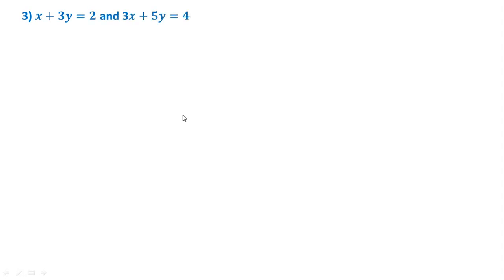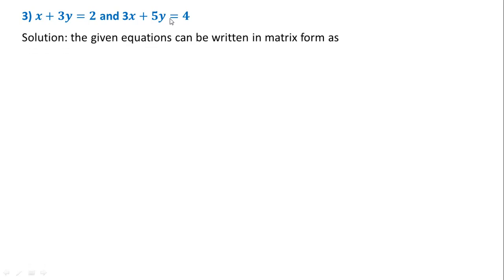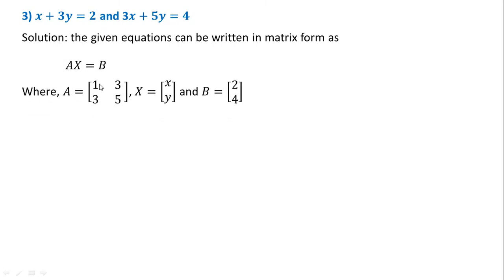Now third example, x plus 3y is equal to 2 and 3x plus 5y is equal to 4. See, again by the same technique, we write AX is equal to B, where A is equal to 1 3 3 5, X is equal to column matrix xy, and B is equal to column matrix 2 4, which is of constants on the right hand side. Then we write this equation, that is called a matrix equation.